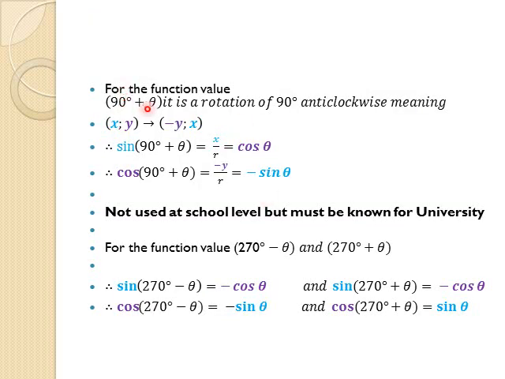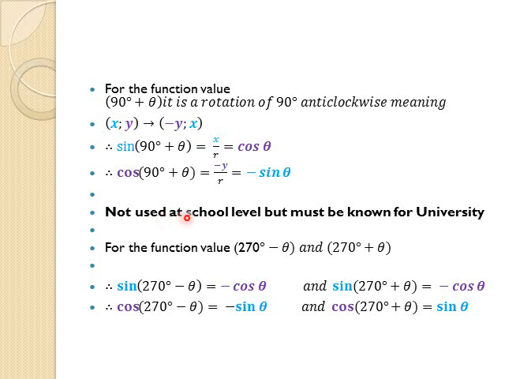Now 90 plus theta, you saw in the second quadrant. This is a rotation of 90 degrees anti-clockwise. So in short, my x and y will still swap, but now y becomes negative. So sine of 90 plus theta, which is y over r, will become x over r, and it becomes cos theta. Remember, in the second quadrant, sine is positive. But for cos of 90 plus theta, in the second quadrant cos is negative. As you can see, it becomes negative y over r, but the 90 changes cos to sine.